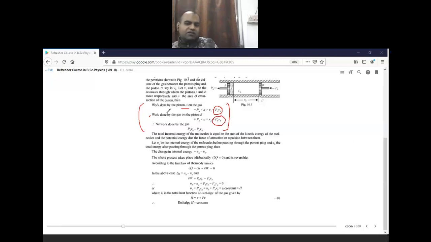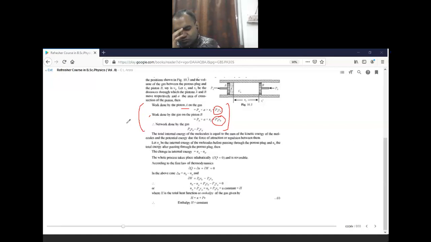Work done by the gas on the piston is PBVB. So why is it so? Earlier it is work done by the piston on the gas, but in the second case it is work done by the gas on the piston. Since at A you are pushing the piston, for A the piston will do work on the gas. And now for part B, the gas will expand. The gas is between piston A and the porous plug, and once the gas starts expanding through the porous plug, it will exert some force on the piston B.